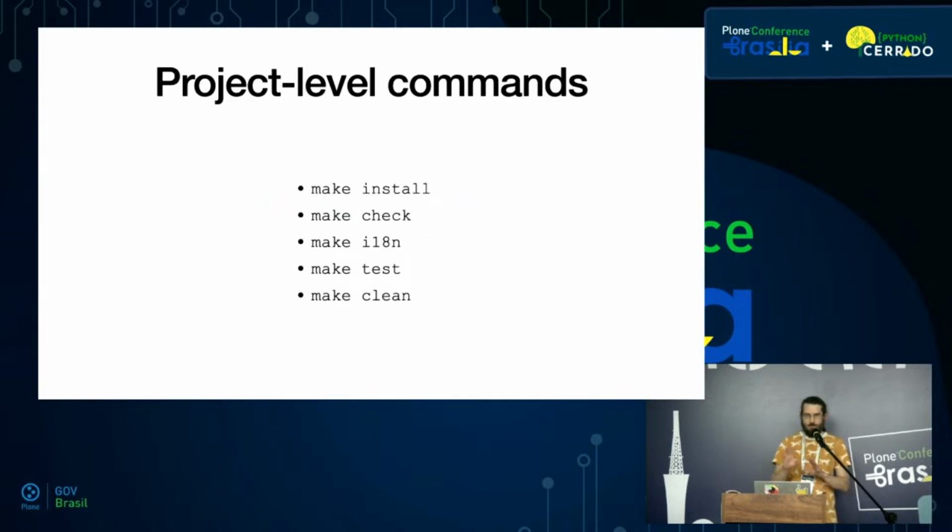Then we have, outside of the front end and back end, some top level make commands that do operations on both the back end and the front end at the same time. So make install, that'll install the back end and front end. Make check is going to do linting and formatting tasks. Make i18n is going to scan through your code to find any strings that need to be translated, and it'll update the locale files. Make test runs the tests, of course, for both the back end and front end. And make clean will just wipe everything out to a clean slate so you can start from scratch if you need to.